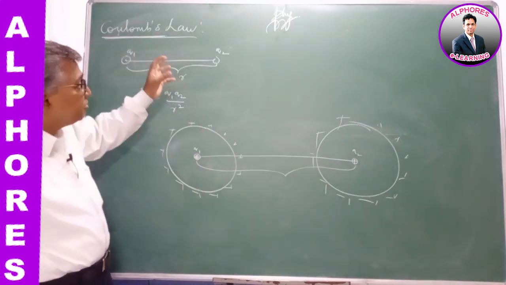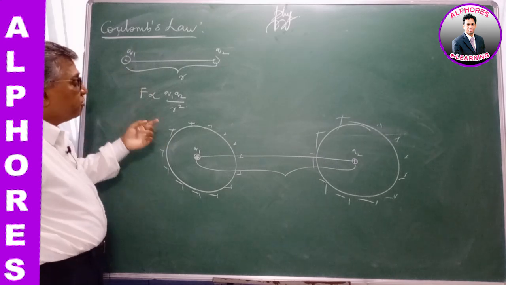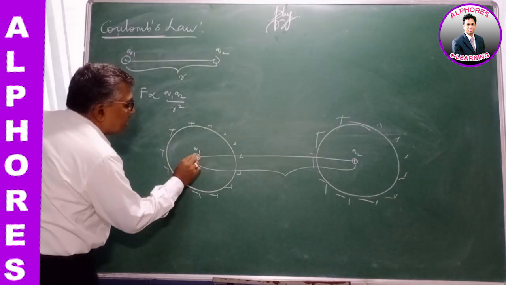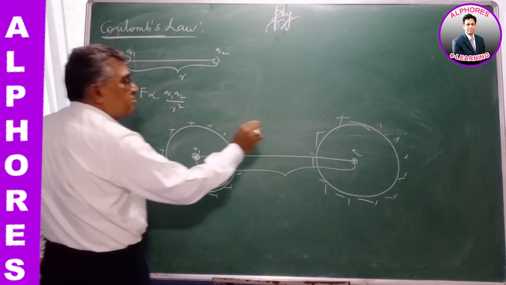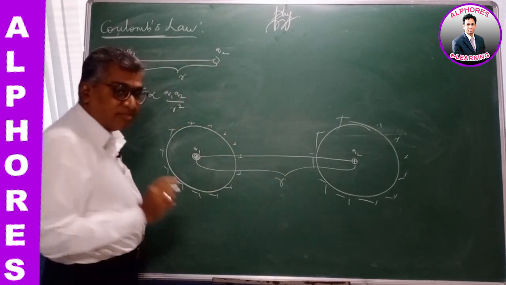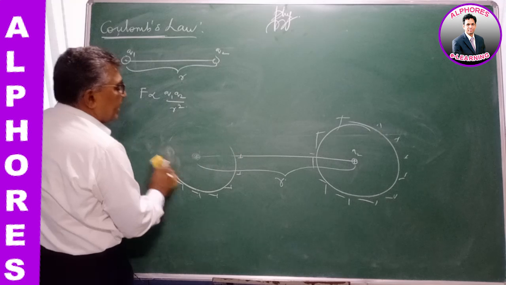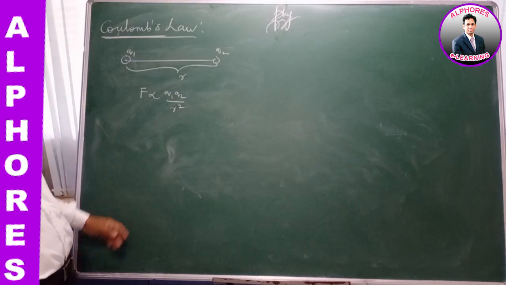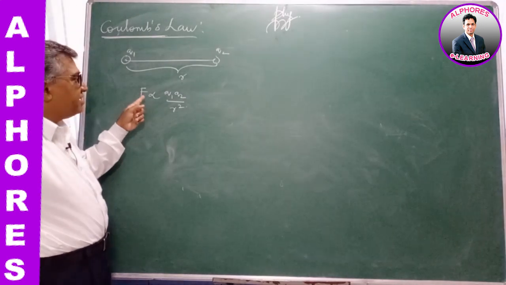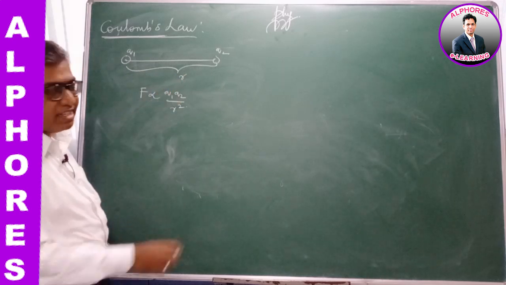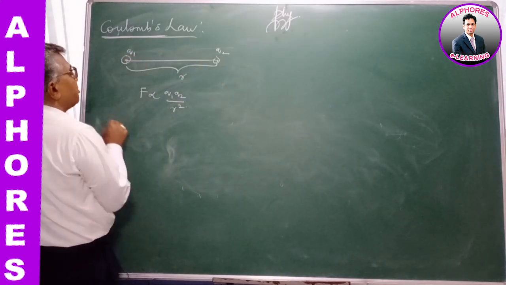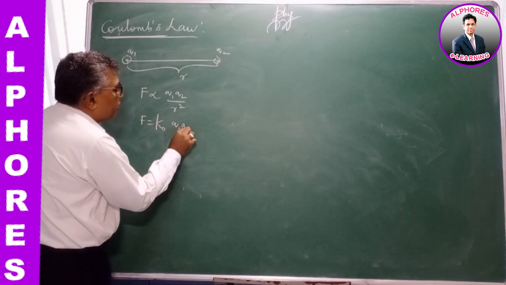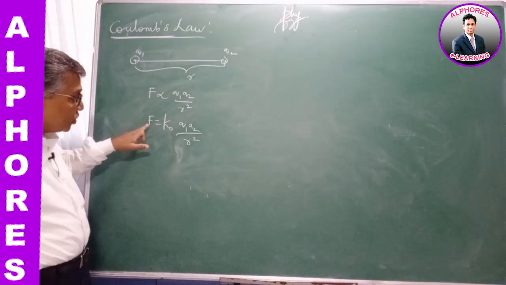This is the reason the force between two point charges is considered this way. When all the charge is said to be concentrated at the center of charge, even for the spheres, the distance between them is r. Then the force F is directly proportional to the product of the charges, and inversely proportional to the square of the distance between the charges. If I remove the proportionality, F is equal to k naught q1 q2 by r square. This is Coulomb's force.